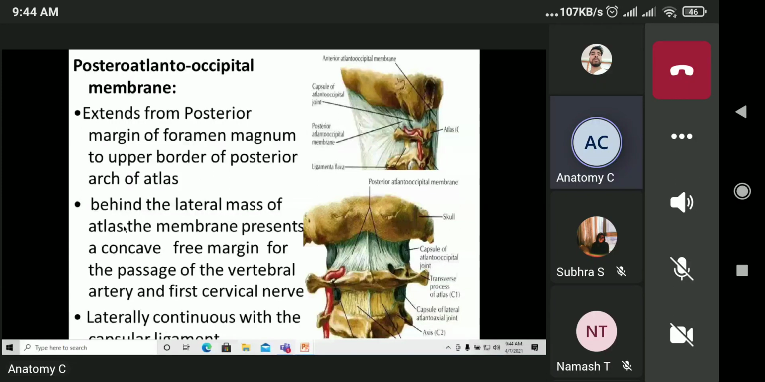Behind the lateral mass of the atlas, the membrane presents a concave free margin. You'll get the concave free margin over here, for the passage of the vertebral artery. Can you see here, the vertebral artery is going through this, and the first cervical nerve. So in the posterior atlanto-occipital membrane you can see the space for the vertebral artery and the first cervical nerve. Laterally, it continues with the capsular ligament, as does the anterior atlanto-occipital membrane.